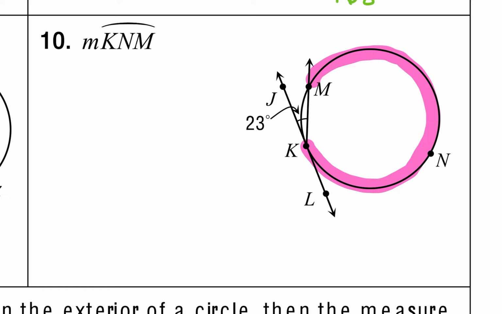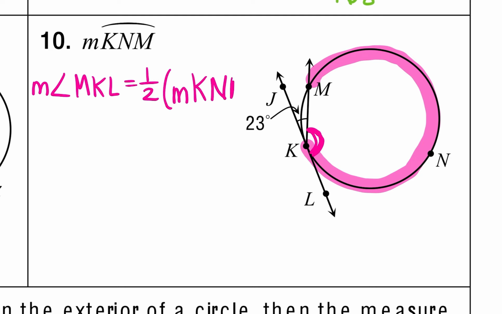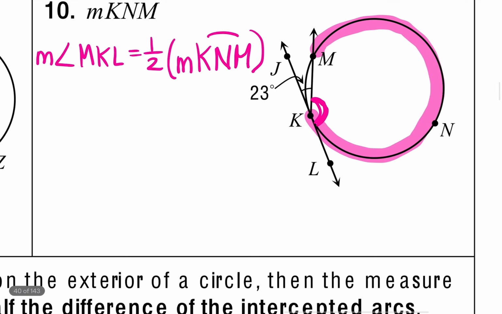All right, so if you recall from what you copied down earlier, this arc is going to be corresponding to this angle. And that angle would be MKL. So first I'm going to say that the measurement of angle MKL would equal half of arc K and M. Okay, so let's see if I can find the measurement of MKL.